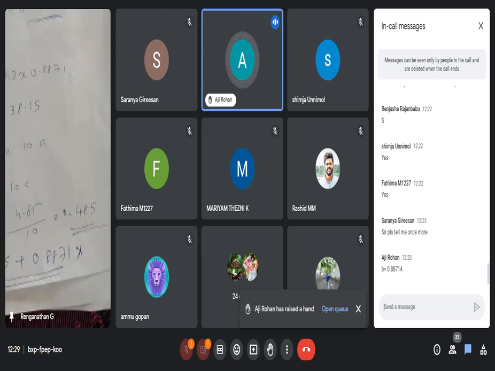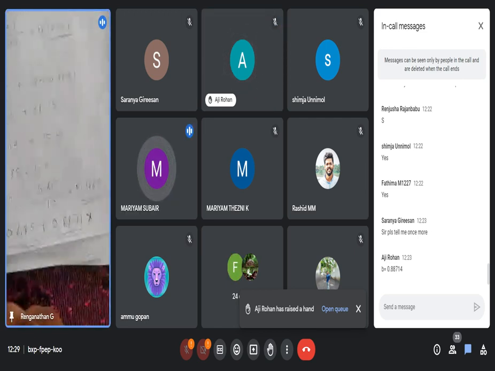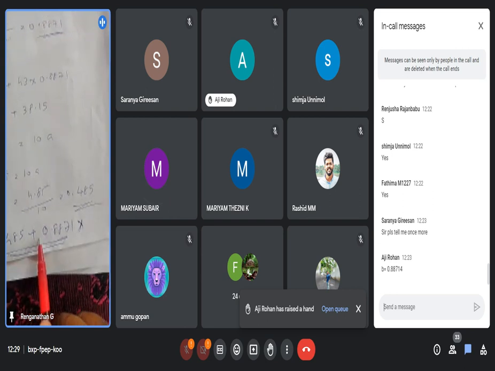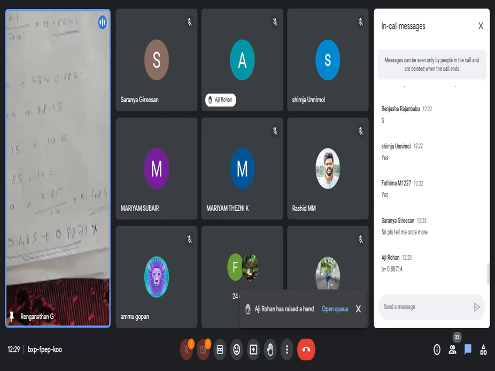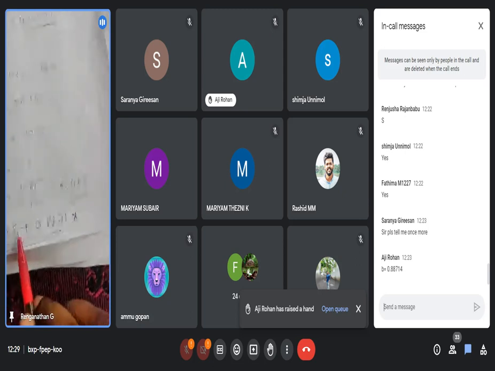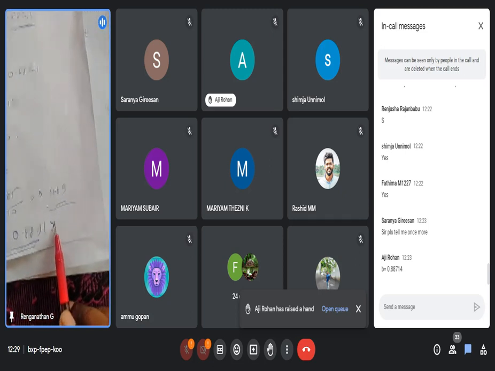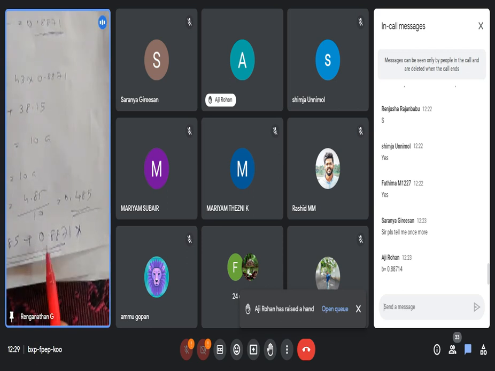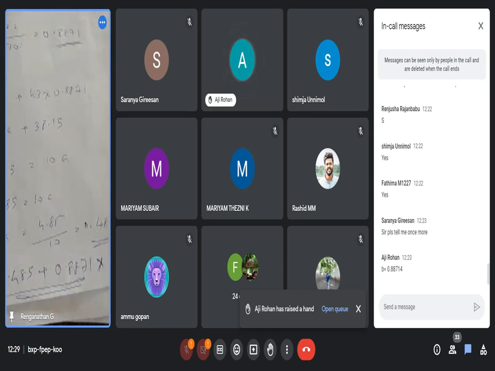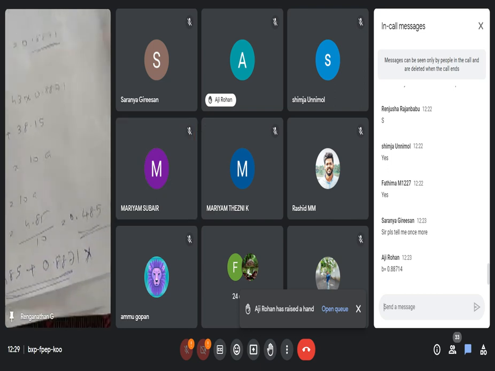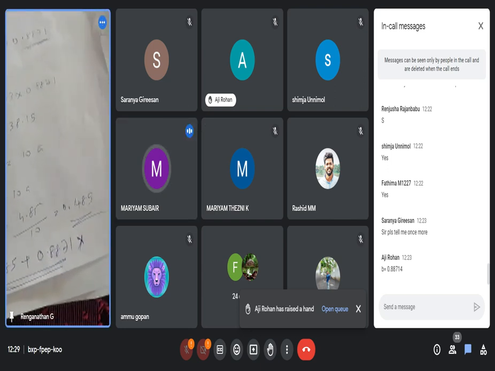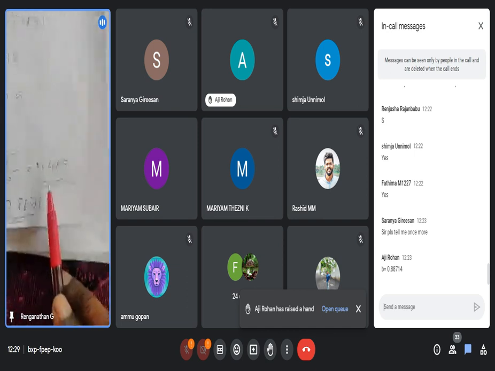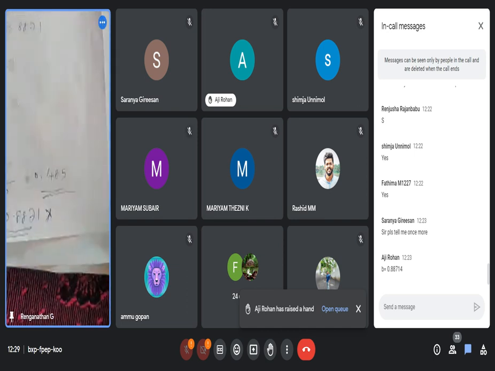That means, in order to predict the value of y, you just have to apply the value of x here. Just applying the value of x here, you can get the value of y. That is what is depicted by this equation. Got it? Sir, what is the value of a? I got it as 0.485.